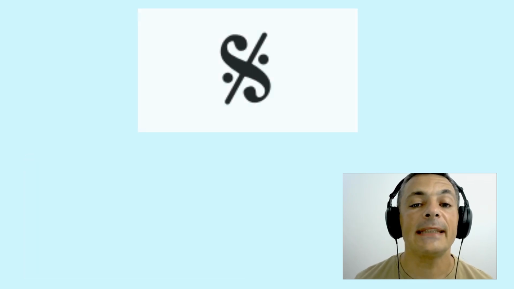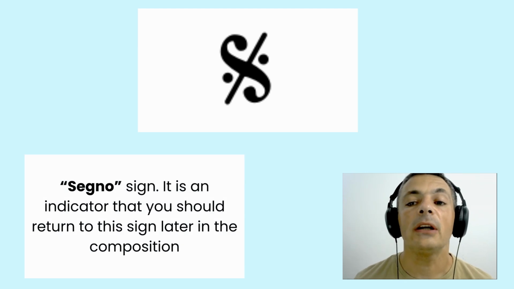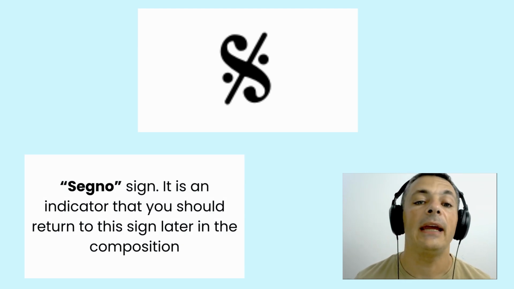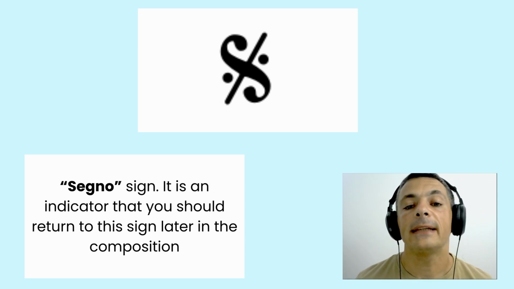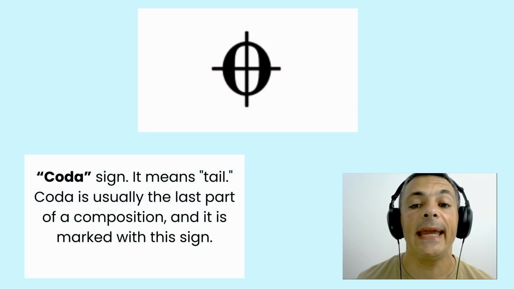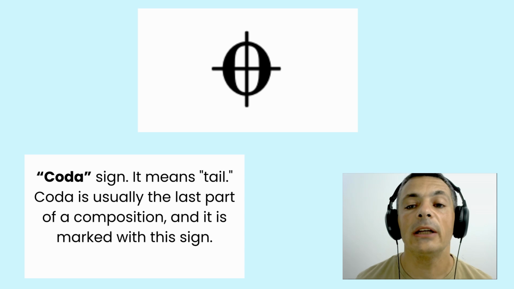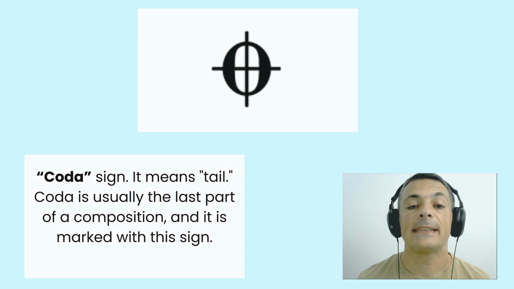This is the segno sign. It is an indicator that you should return to this sign later in the composition or to skip some part from that sign. This is the coda sign. It means tail. Coda is usually the last part of a composition and it's marked with this sign.